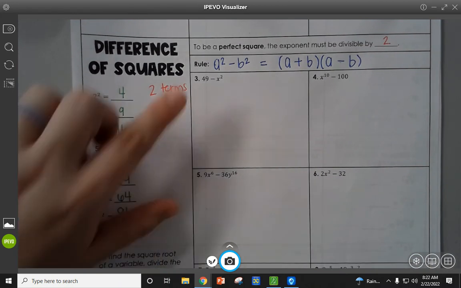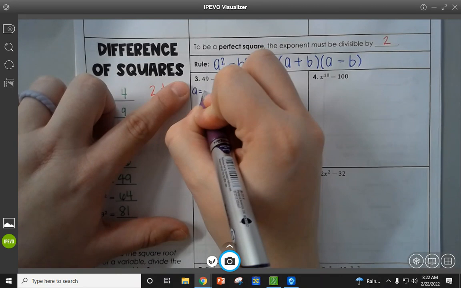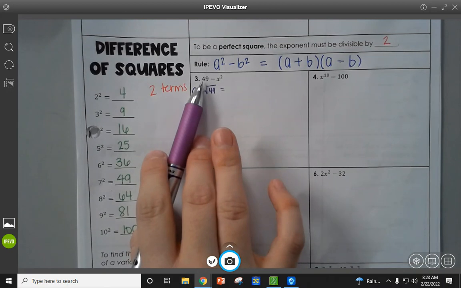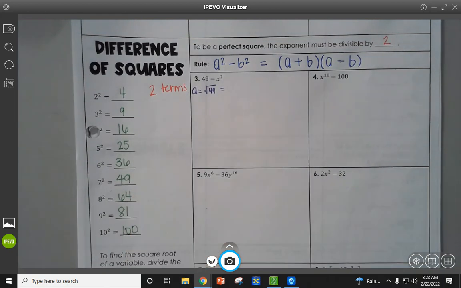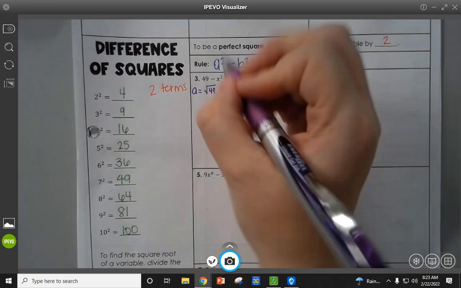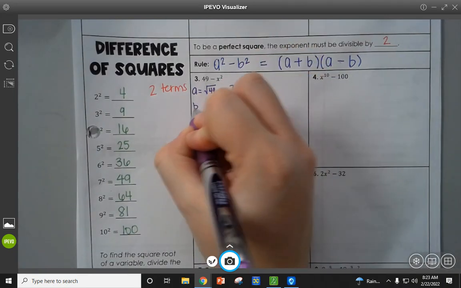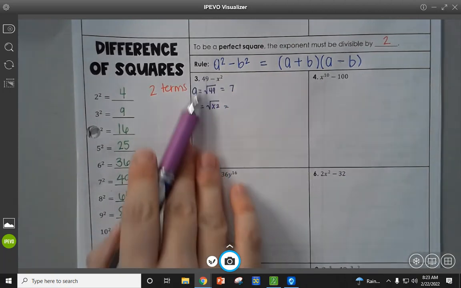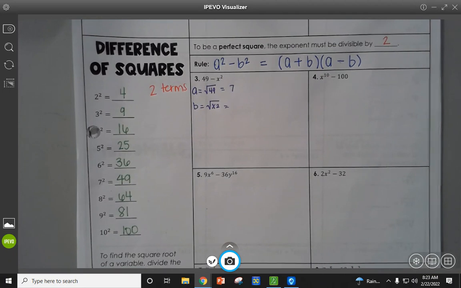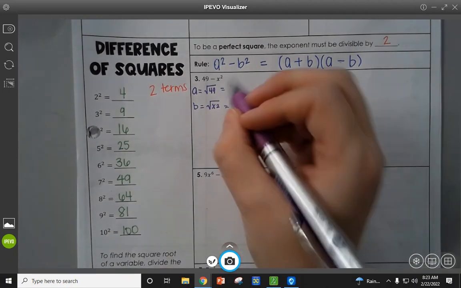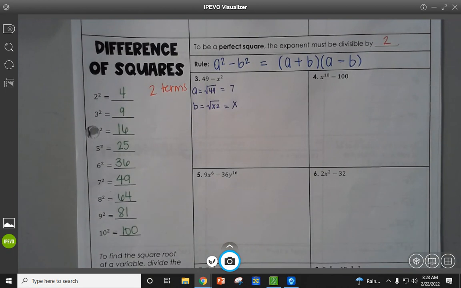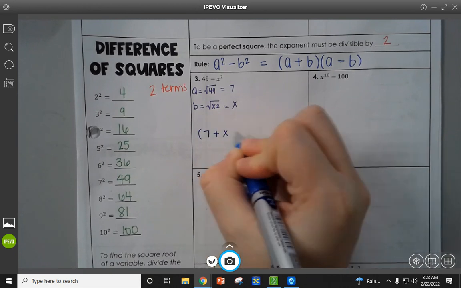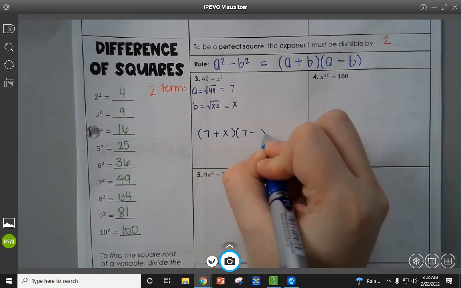So for example, my a is going to be the square root of 49. So to get my a value, take the square root of the first term. And what is the square root of 49? 7. B is going to be the square root of x squared. You don't put the negative down there with it, just the terms. What's the square root of x squared? X. And when I write my factors, I write 7 plus x, 7 minus x.